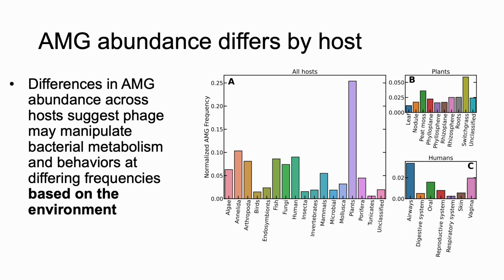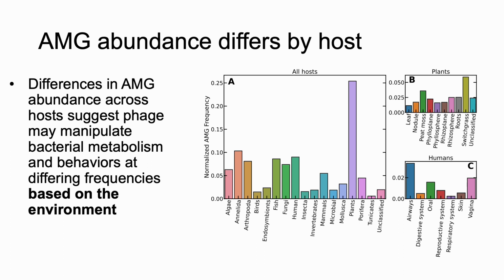Just to be clear, these AMGs were detected from bacterial viruses that all reside in or near these hosts, such as viruses in the human gut. It is clear from this plot that there are major differences in AMG frequencies when stratified by host. In particular, plant-associated phage appear to be the most frequent encoders of AMGs. On the 2 plots on the right, I've zoomed further into both plants and humans to show that the AMG frequencies can be further resolved into different parts of each host. For example, the switchgrass sub-environment of plants appears to be the most common location where AMGs are encoded, while this location in humans is the airways.